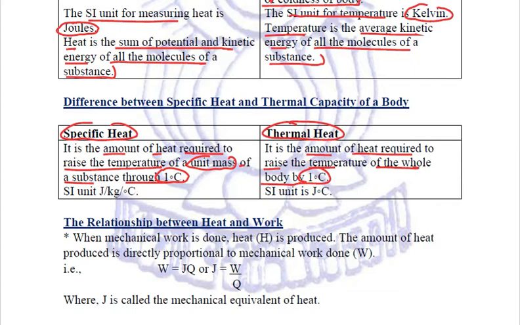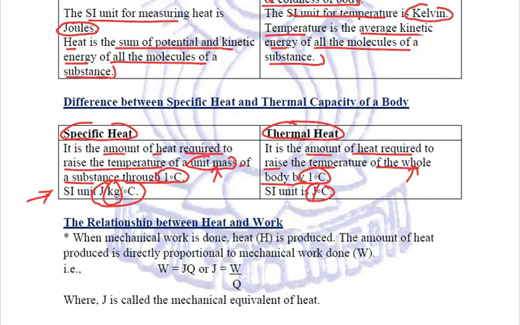The SI units, both very important. The SI unit of specific heat is joules per kilogram per degree Celsius. Whereas the SI unit of thermal capacity is joules per degree Celsius, not per kilogram. Why is it so? It is easy to understand because in specific heat we are talking about unit mass of a substance. That is why it is expressed per kilogram. Whereas in thermal capacity we are talking of the whole body. So that is why it is only joules per degree Celsius.